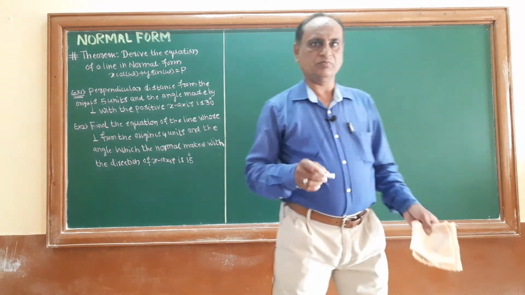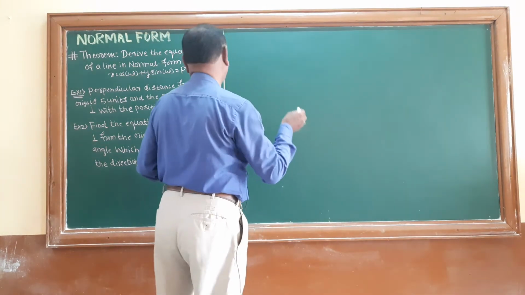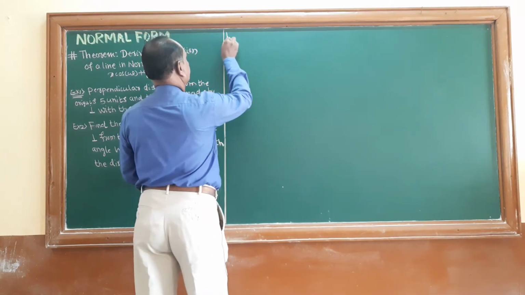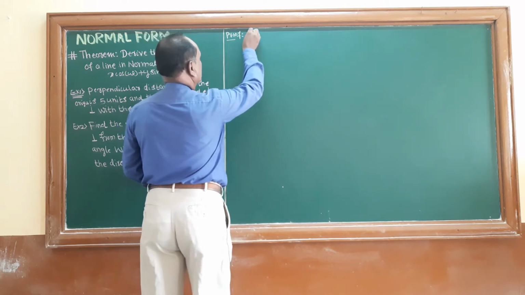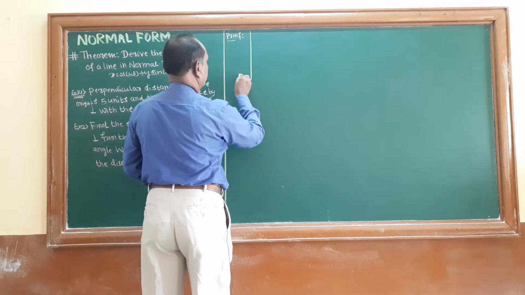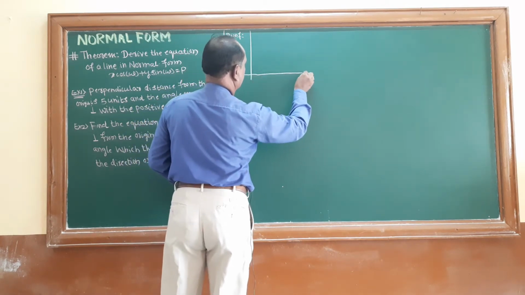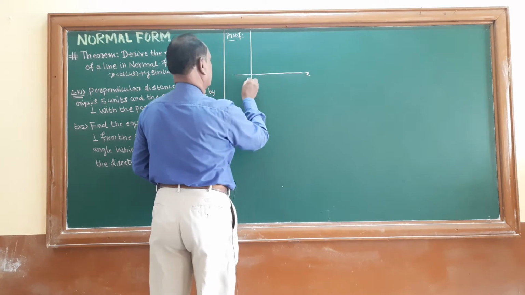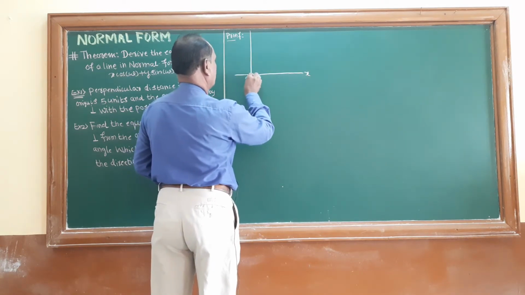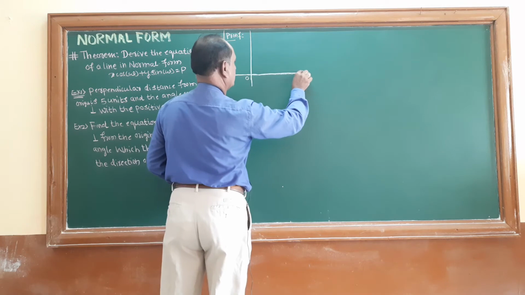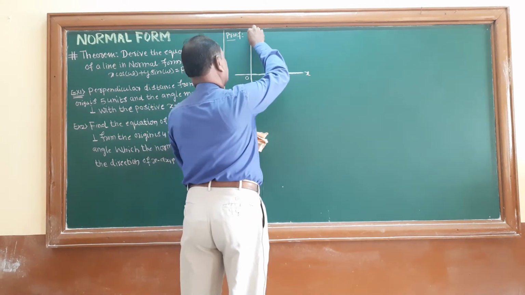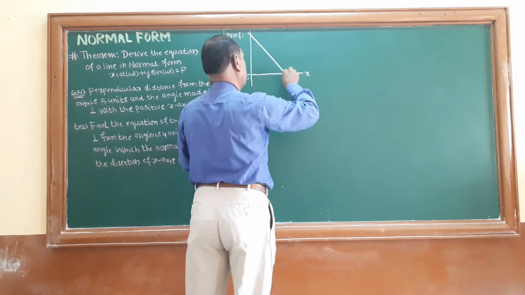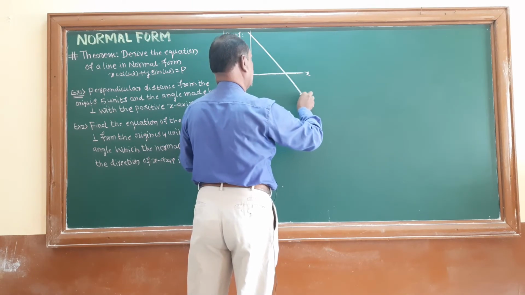Okay, come to the proof of the theorem, very simple, interesting one. So you have to draw, first the x-axis, similarly the y-axis, and the point of intersection means the origin, 0. Then you have to draw the straight line. Let L be a line.